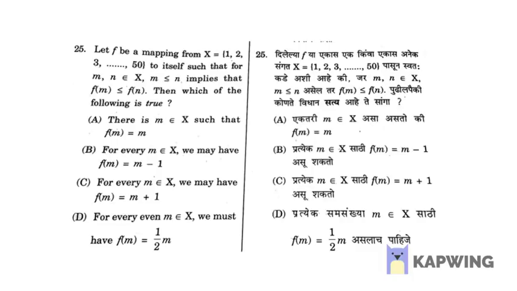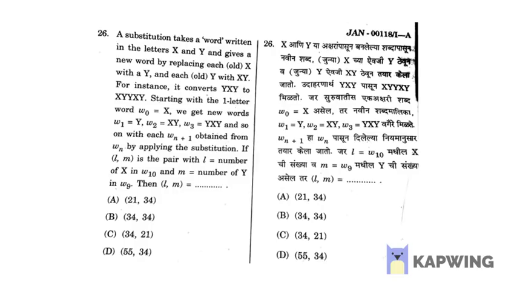I solved it from my friends, and after that the correct answer for this 25th question of booklet A is A. So the correct option here is A. There is m epsilon x much or whatever it is. Now moving on to the next question.